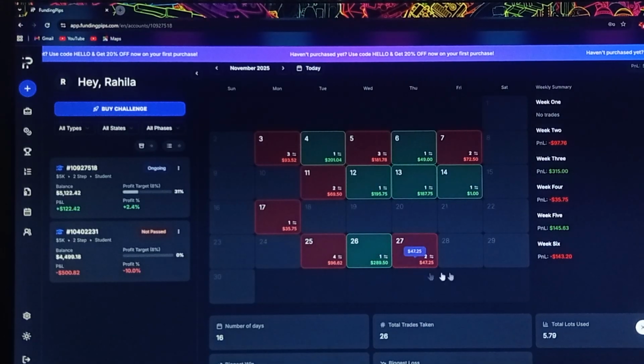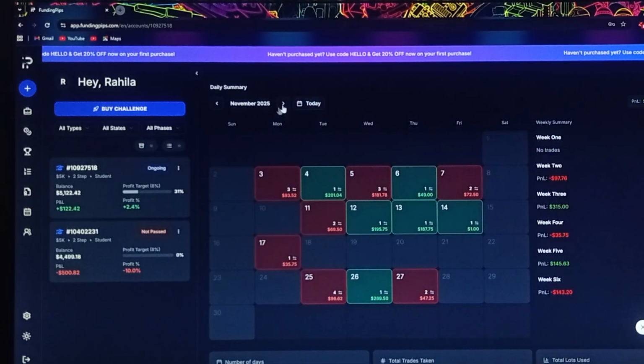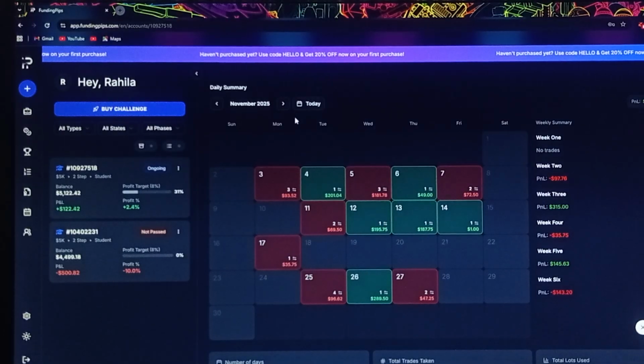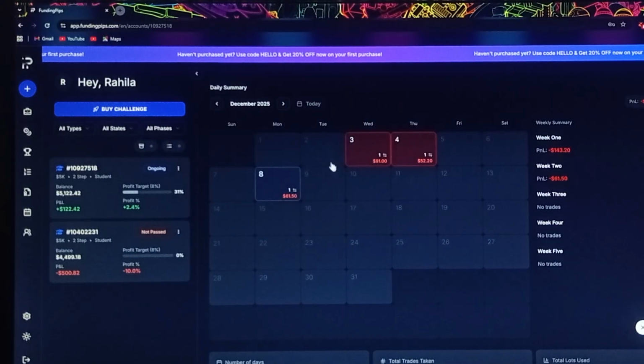Then on the next day I lost two trades. This was November. How many trades did I take in November? 3, 4, 5, 6, 7, 8, 9, 10, 11, 12. I took 12 trades in November. And then in December I took three trades, and all were losses. Yeah, man.